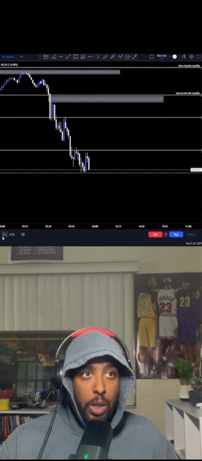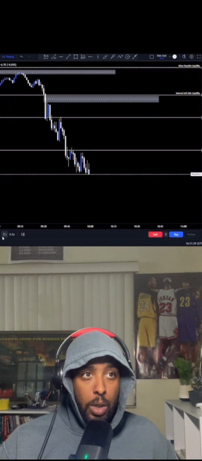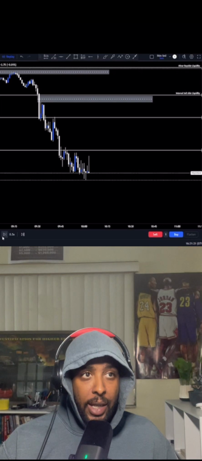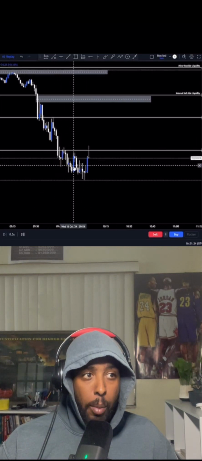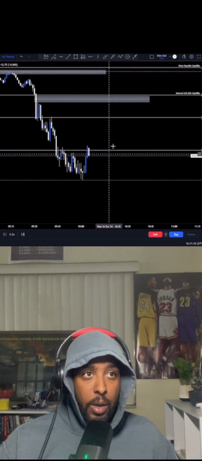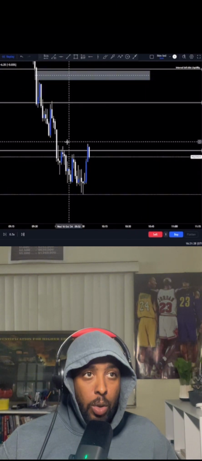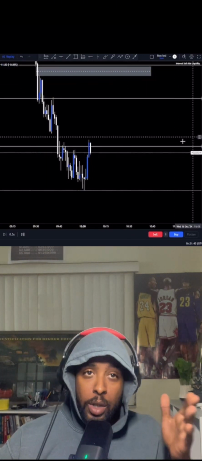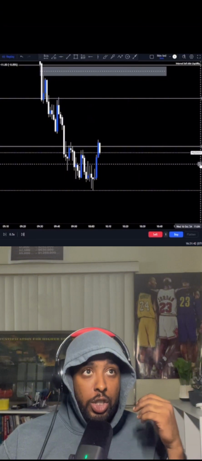So every time it sweeps a low, you want to see what it does after it sweeps the low. Does it consolidate? So you see right here, it's kind of consolidating, right? And then you see a market structure shift. So you see this market structure shift right here. So you don't want to try to time the bottom, but you really want to just chart out what happens.